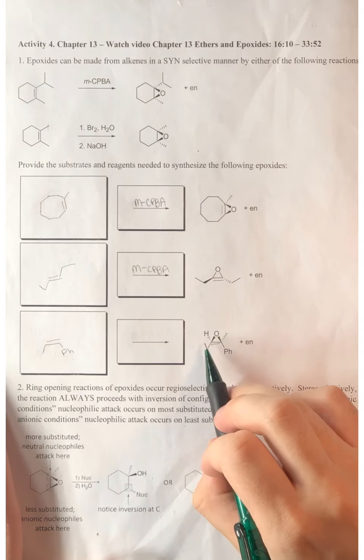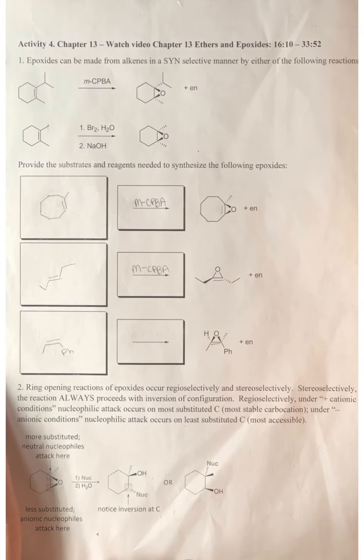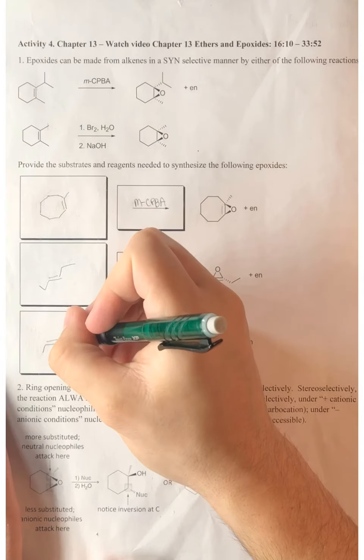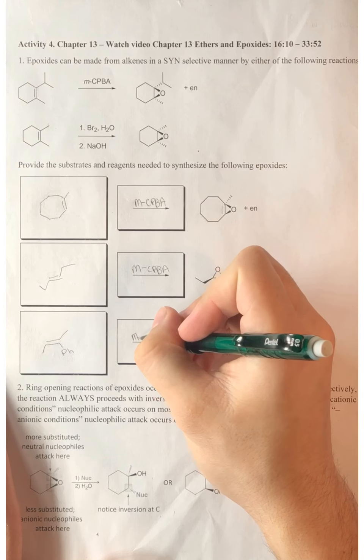Now as for this methyl and this hydrogen, notice that they're in the same plane, but we usually don't represent hydrogen, so we can just put the methyl group up here. Once again, we're forming an enantiomer, so we can use MCPBA.